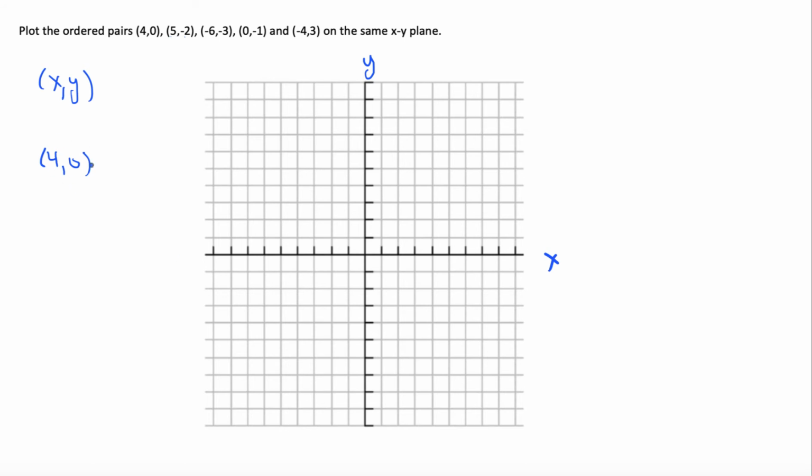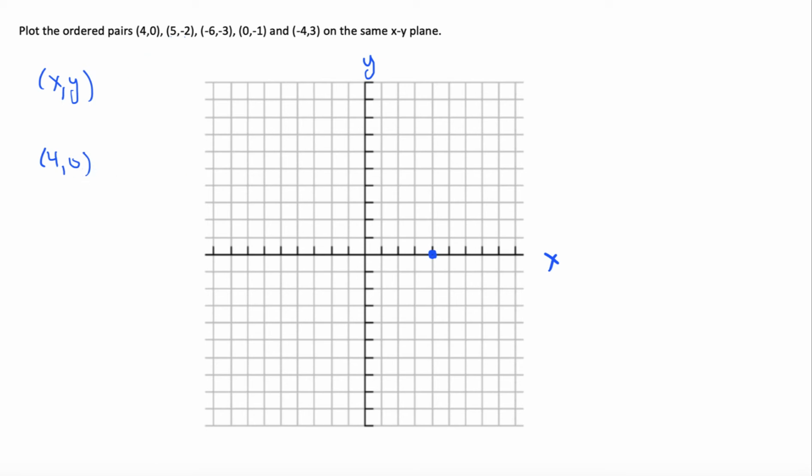So what is this ordered pair (4, 0) showing? It's saying we need to go positive 4 units from the origin. We're going to start at the origin, which is (0, 0), and go to the right 4 units. But what about the y value? The y value is 0, so that means we don't need to move up and down at all. This point right here would be the point (4, 0).